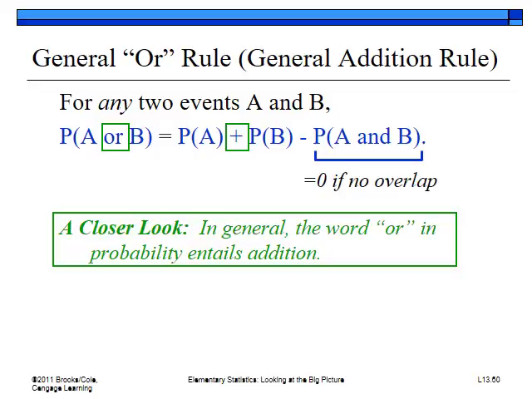Now it's important to know that if the events A and B are mutually exclusive, that means that if A happens, then B does not happen, which means they both cannot happen at the same time. That means that the probability of A and B on the end is equal to 0. That's why this rule and the previous OR rule that did not include the subtracted term are really the same rule. If you're only going to learn one, learn this one.